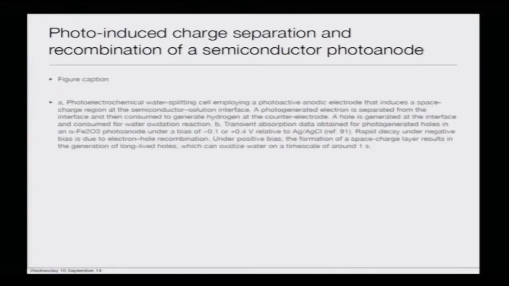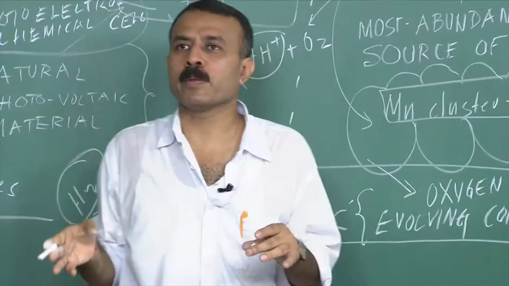This is what is happening in a photoelectrochemical water splitting cell employing a photoactive anodic electrode that induces a space charge region at the semiconductor solution interface. The photogenerated electron is separated from the interface and then consumed to generate hydrogen at the counter electrode. A hole is generated at the interface and consumed for the water oxidation reaction. So, this is pretty much what is happening.